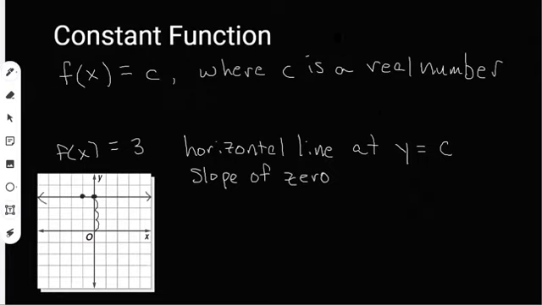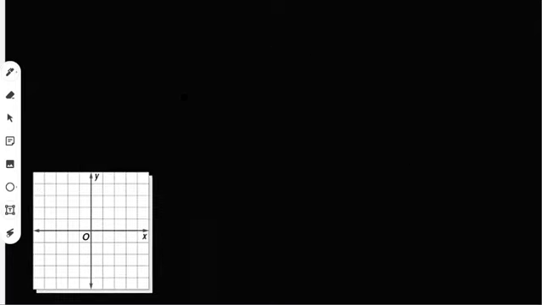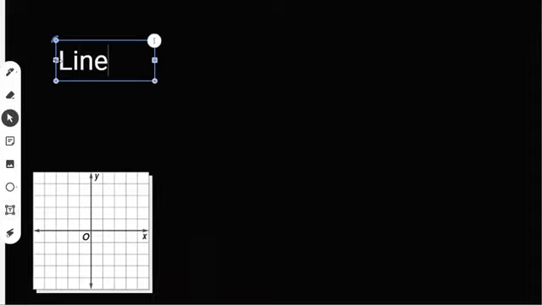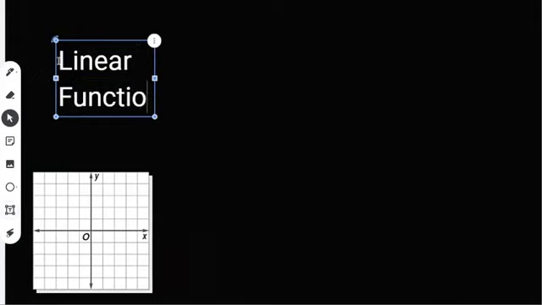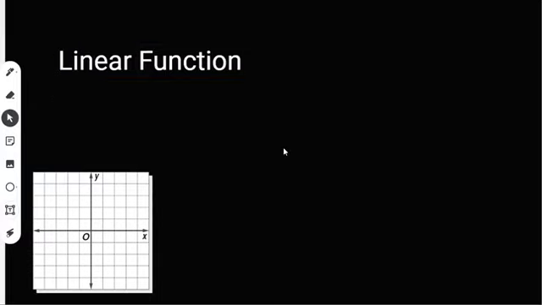So now let's talk about the next function, the linear function. L-I-N-E-A-R, function. I hope I spelled that right. Linear function. Okay, so what does this look like and how do you write it? Well, we're always going to use f of x for every single parent function. So you're always going to see f of x equals something. This is just going to be f of x equals x.